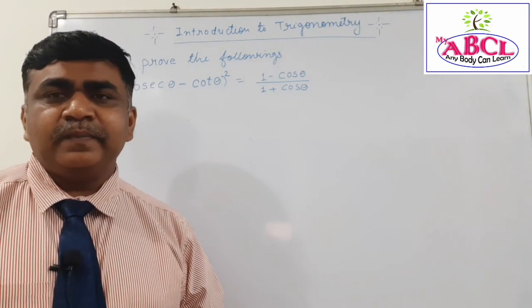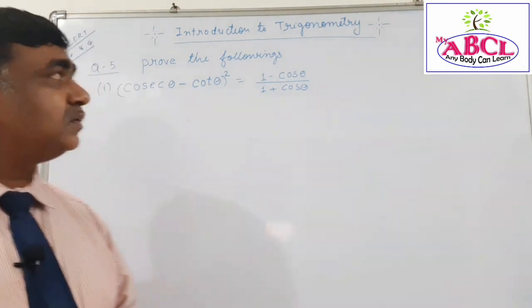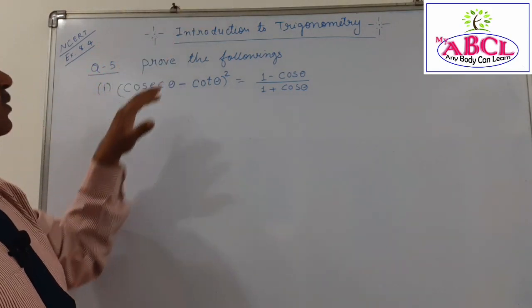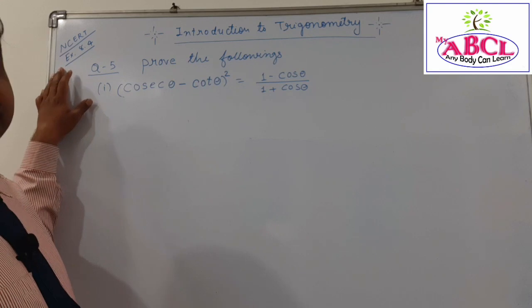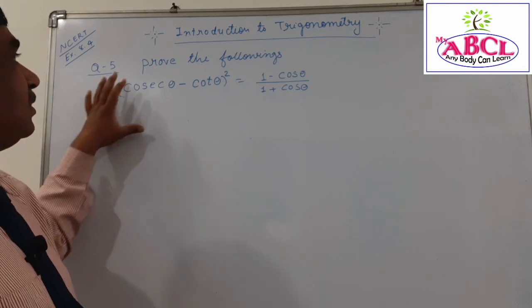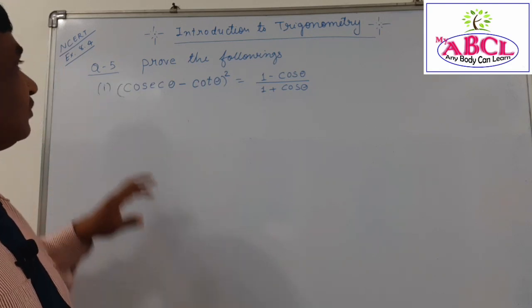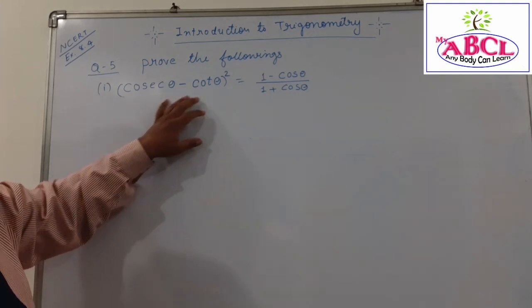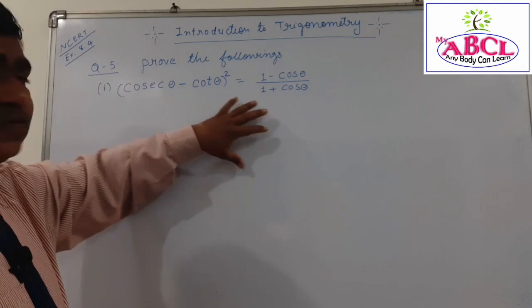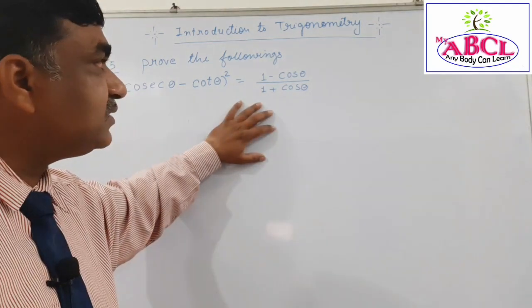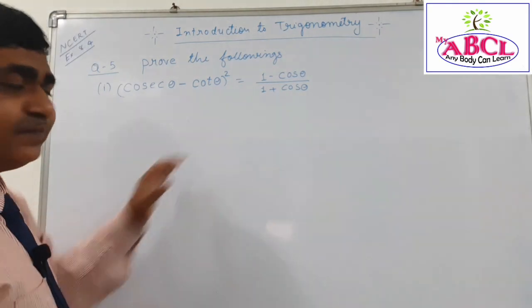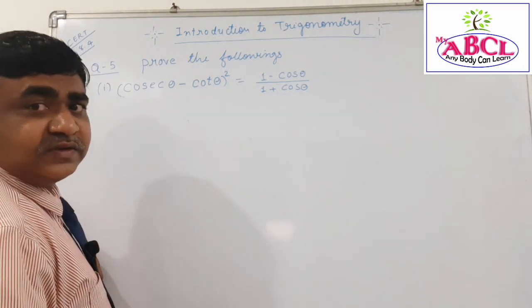Hello students, today we'll see the chapter Introduction to Trigonometry, NCERT exercise 8.4, question number 5, the sum number 1. We need to prove that (cosec theta minus cot theta) whole square is equal to (1 minus cos theta) divided by (1 plus cos theta). Okay, so let's solve this.